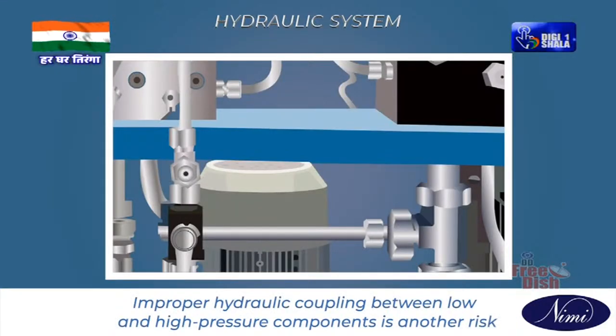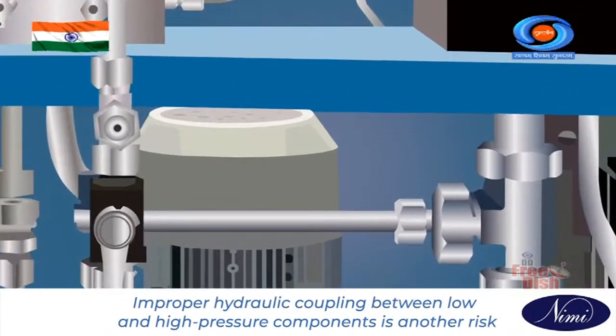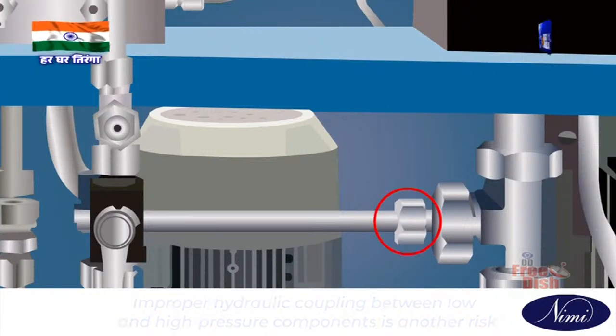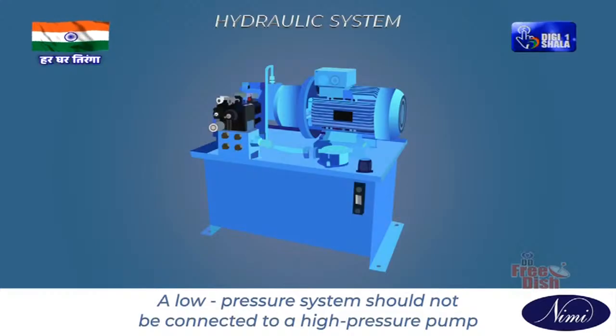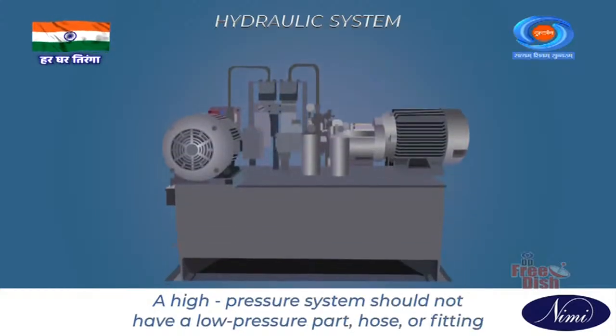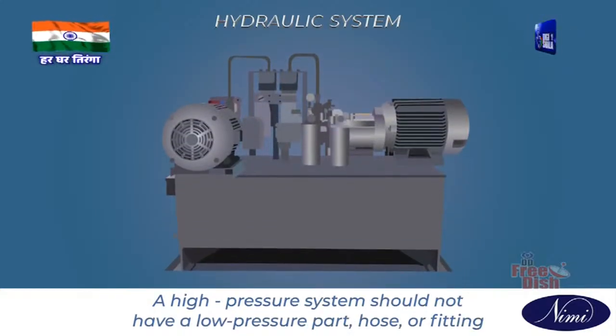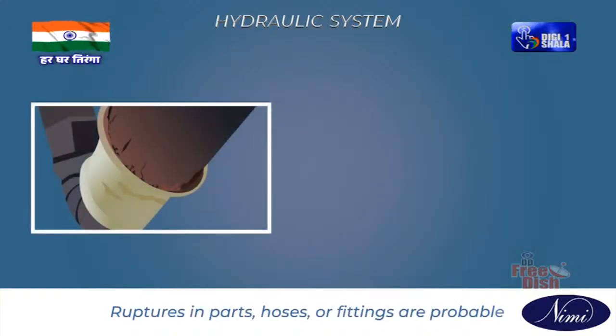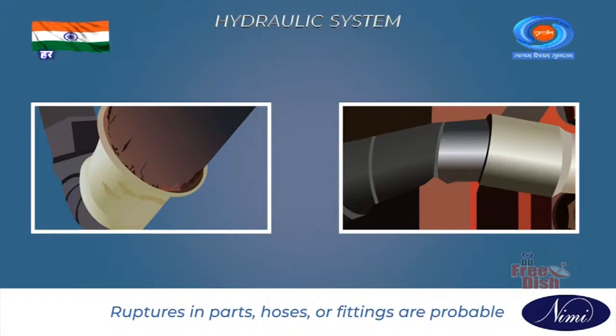Improper hydraulic coupling between low and high pressure components is another risk. A low pressure system shouldn't be connected to a high pressure pump. A high pressure system shouldn't have a low pressure part, hose, or fitting. Ruptures in parts, hoses, or fittings are probable.